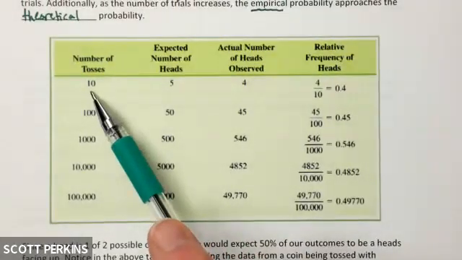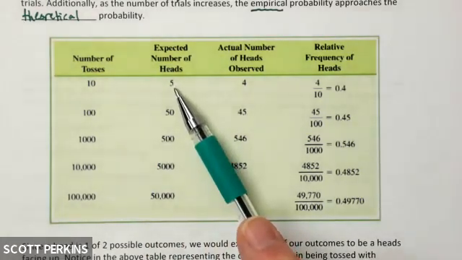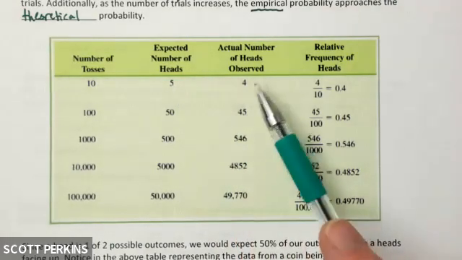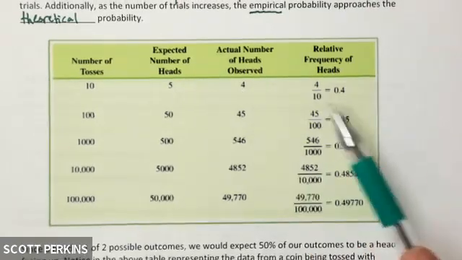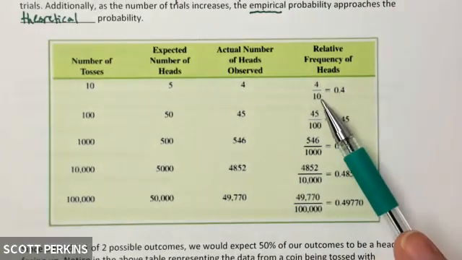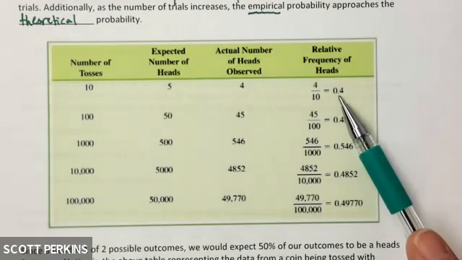So in this, somebody flipped the coin 10 times. And since there's 2 sides to the coin, you would expect 5 of them to be heads. But notice, we only missed that by 1. We got 4 heads instead of 5. Only missed the target by 1. But notice the probability. The probability is 4 out of 10 or 0.4. Okay, so that's a whole tenth below what we would expect.